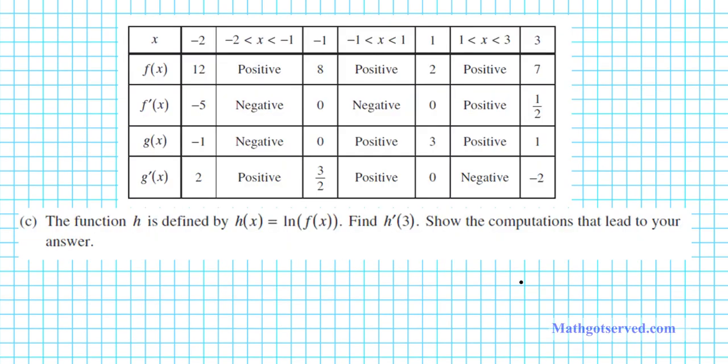All right, let's take a look at part C. It says the function h is defined by h of x equals the natural logarithm of f of x. Find h prime of 3. Show the computations that lead to your answer.